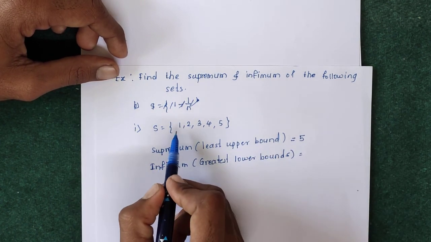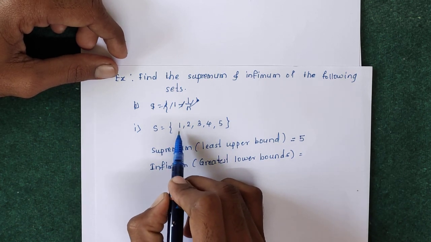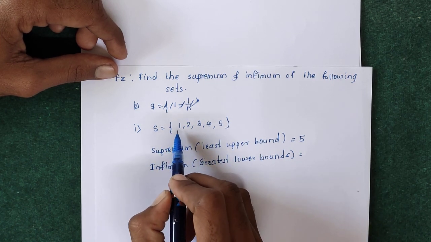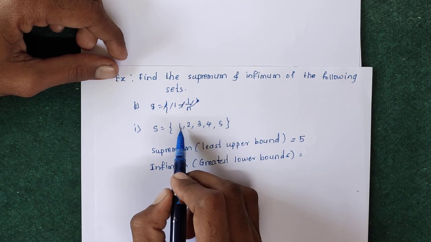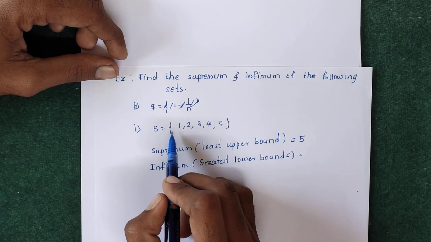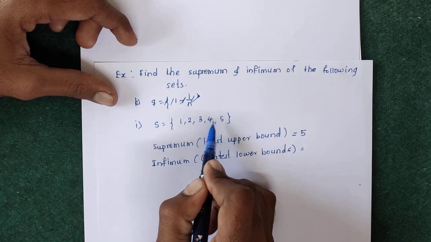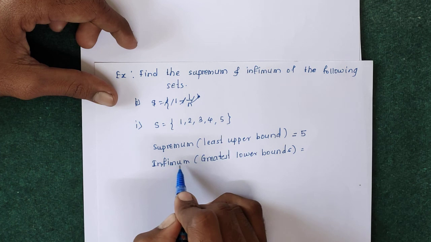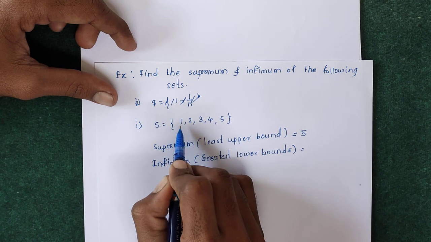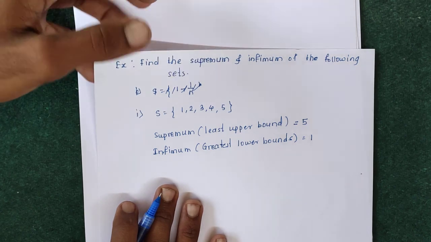So, here 0 is a lower bound, then minus 1 is also a lower bound, because a lower bound means all the elements of this set are greater than or equal to that V. If you take V equal to 1, then 1 is a lower bound, because all the elements of this set S are greater than or equal to 1. Similarly, if you take V equal to 0, then all the elements of S are greater than or equal to 0. We have to find the greatest among all the lower bounds. So, 0 is a lower bound, minus 1 is a lower bound, 1 is also a lower bound. 1 is the greatest among all the lower bounds, so 1 will be our infimum.